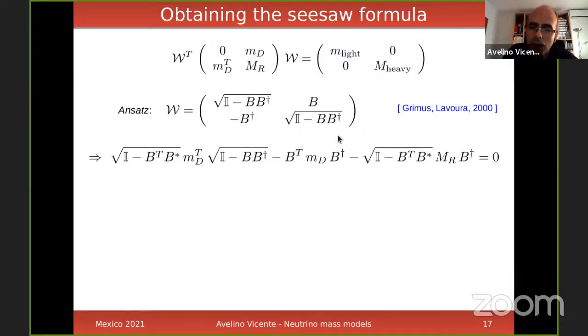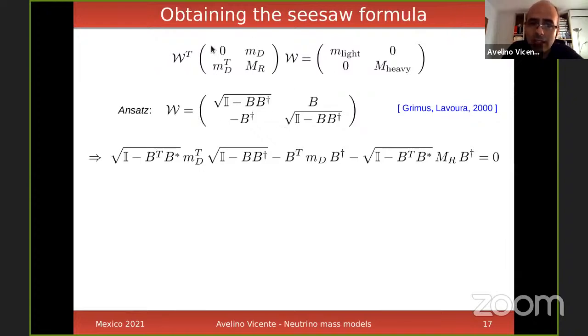And maybe some of you already recognize that this ansatz is motivated by the fact that a rotation matrix in 2 dimensions would be something like cosine beta, minus sine beta, cosine beta. So you see that this B is the equivalent in a matrix form of an angle. It measures the mixing between the light and the heavy fermions. Now, this is just an ansatz. I just wrote down this matrix in this form just to see if this helps me or not.